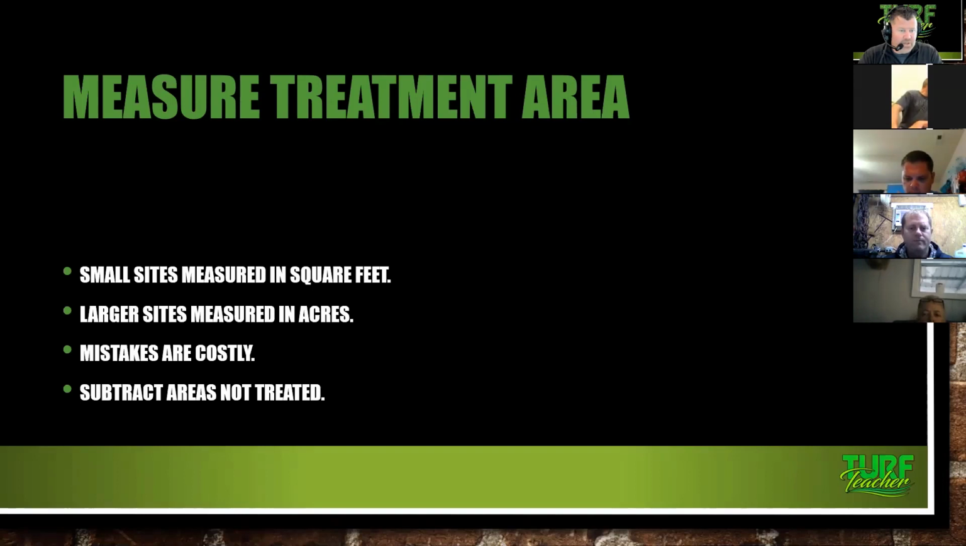So we need to measure each property individually, whether we're using a geodata base, those are pretty accurate, to be honest with you. I've double checked it. You can get pretty darn close by measuring it on your local municipality's geodata site, or you got to go out there and manually measure it with a measuring wheel. We're going to measure our small sites in square feet, the larger sites in acres. So when you are dealing with these large acre sites, your mistakes are going to be very, very costly.